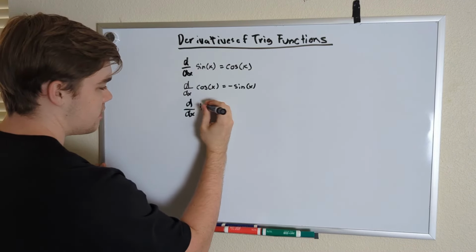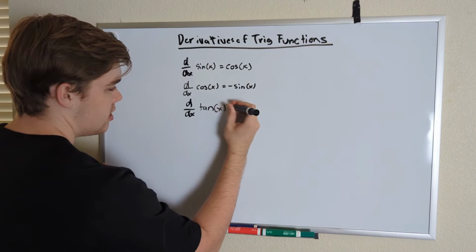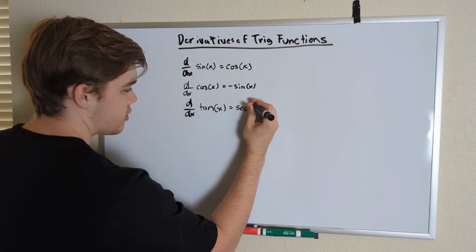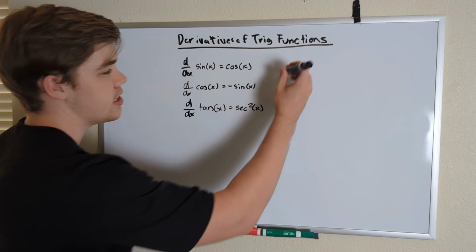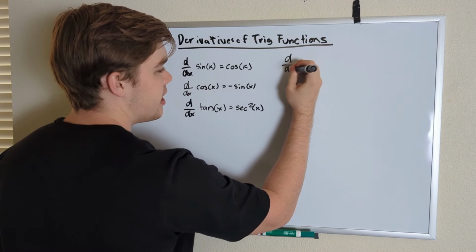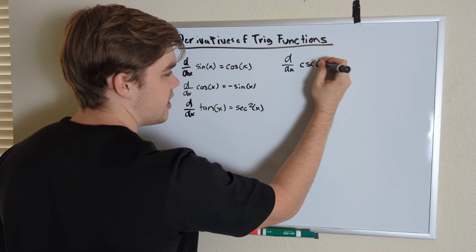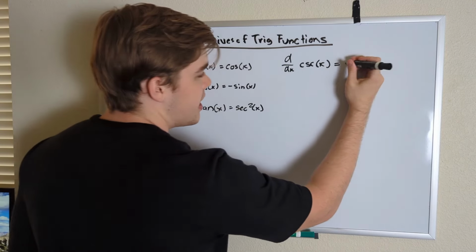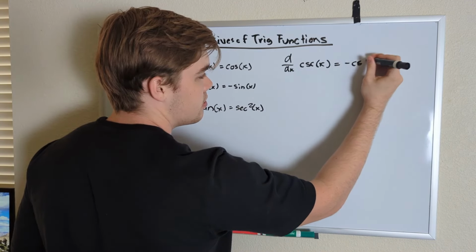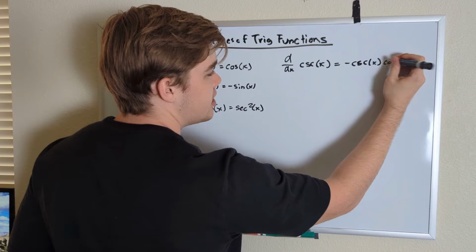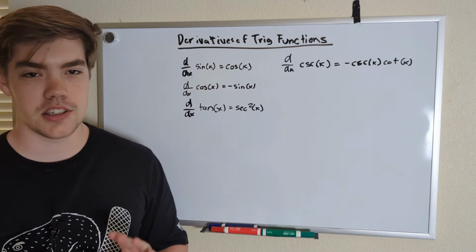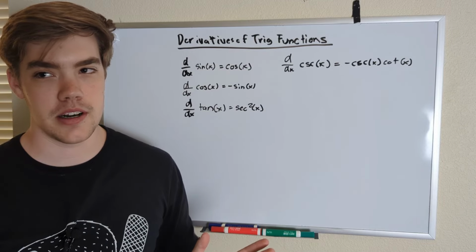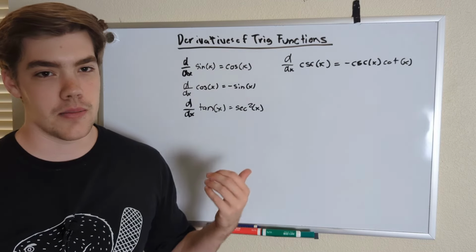So the derivative of tangent is equal to secant squared, and then your variable, which in this case is x. Now the derivative of cosecant, denoted as CSC of x, is equal to negative cosecant of x times cotangent of x. I will say some of these trigonometric derivatives are just kind of hard to remember and you just sort of have to memorize. But if you use them more in your examples, you get more used to it over time.